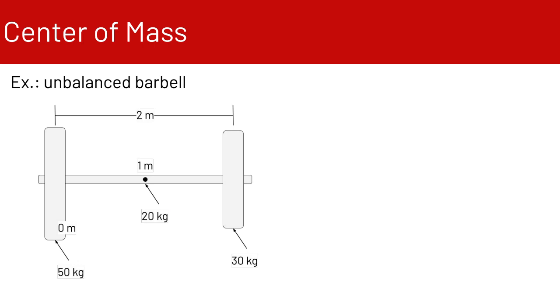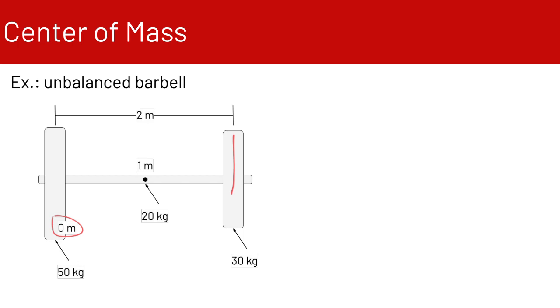Okay, now let's look at an example with an unbalanced barbell. So here we have a barbell. It's 2 meters between the two masses. So we have this mass, which is at 0 meters. We have this mass, which is at 2 meters. It's 1 meter in between.